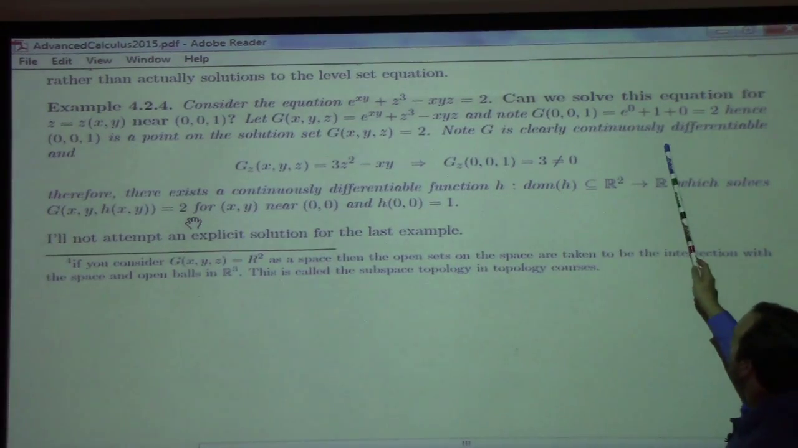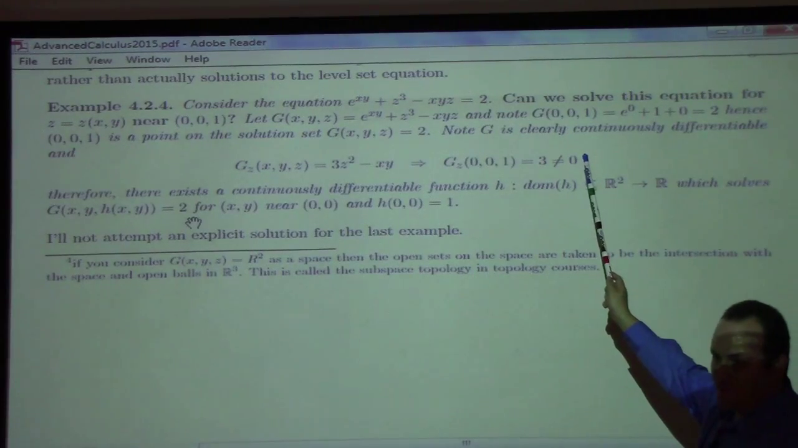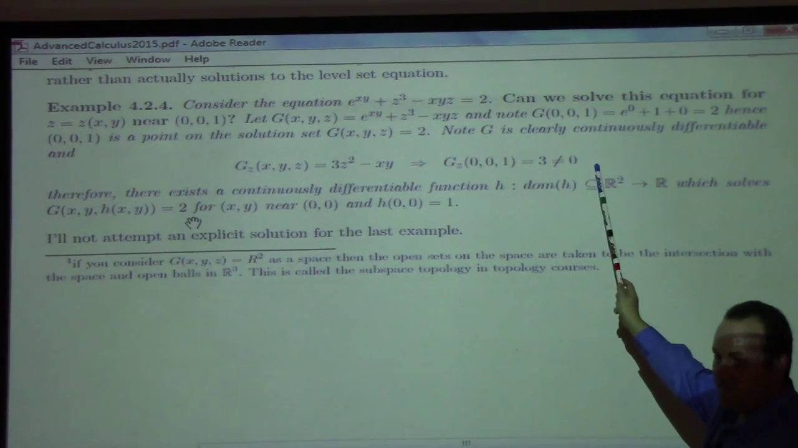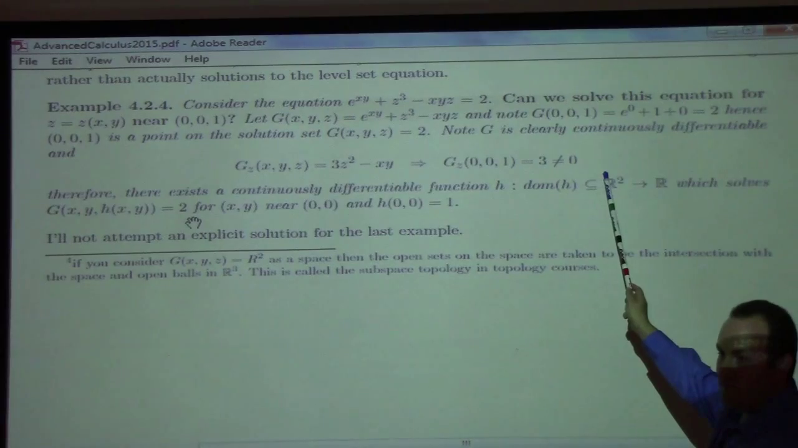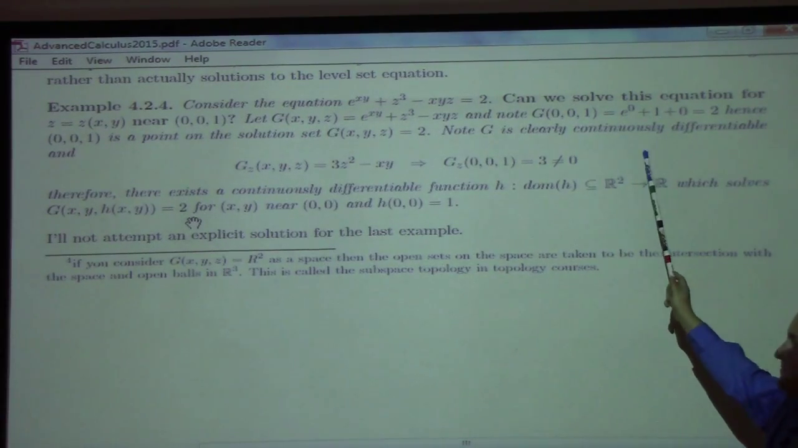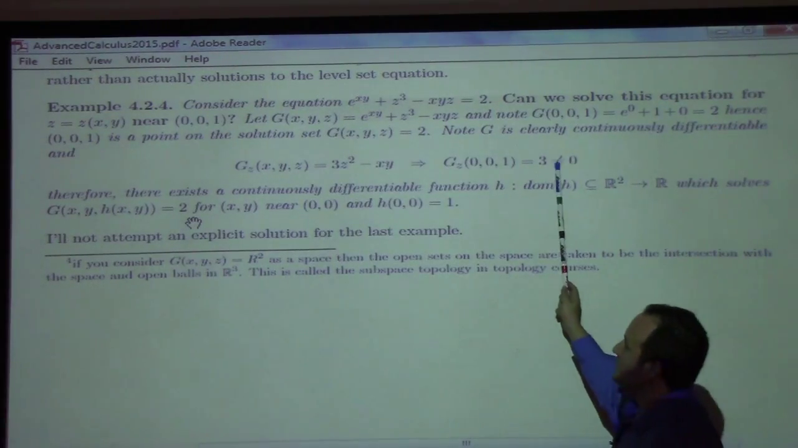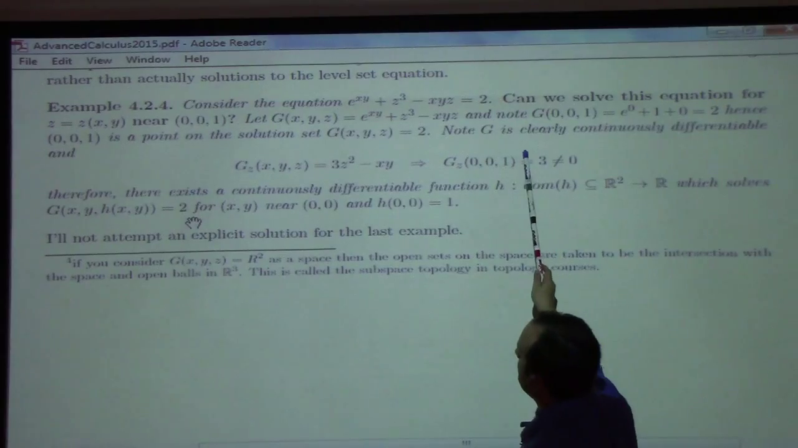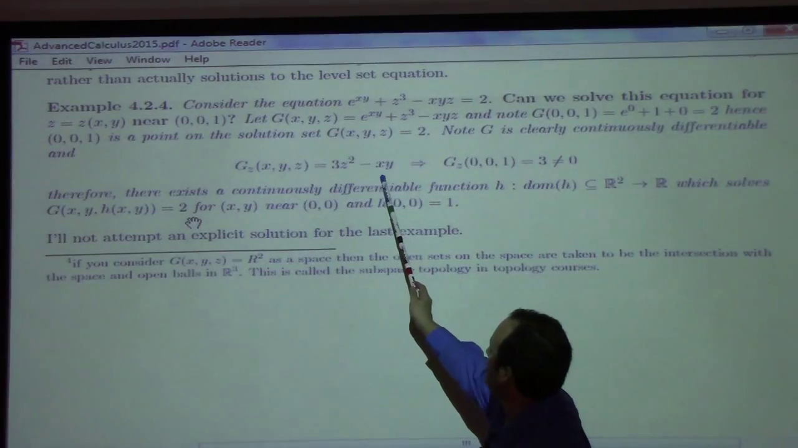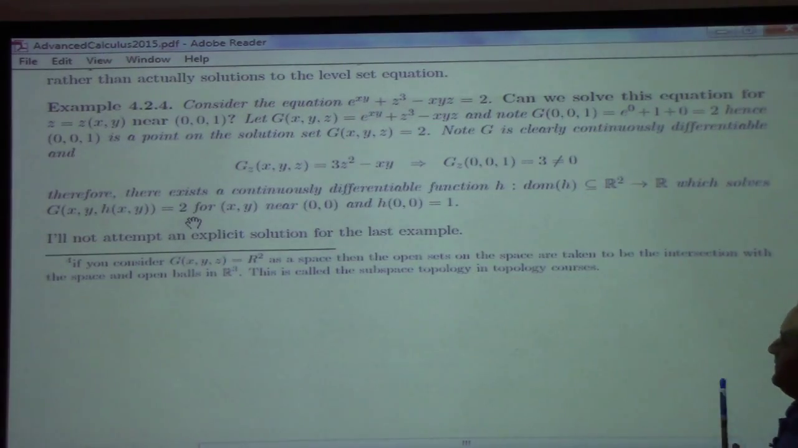That's one of the things we need. You also need that 0, 0, 1 is actually on the solution curve. Don't be like me. Don't give students a point which is not on the curve to find the tangent line. Always a bad practice. Don't do that. But this one is on it. And so g of z is this, and so gz of 0, 0, 1 is 3, which is not equal to 0. Therefore, there exists a continuously differentiable solution for z in terms of x, y.